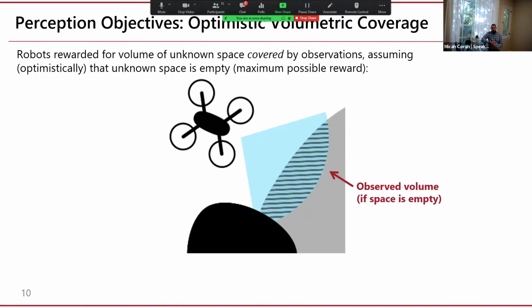Moving on, one example of a perception objective, and one of the simplest and most common, is what I like to call optimistic volumetric coverage. With optimistic coverage, robots are awarded according to the volume of unknown space covered by their hypothetical future observations, assuming optimistically that all of that unknown space is empty, which produces the maximum possible reward for a set of camera views. So that's to say there isn't anything obscuring my view.